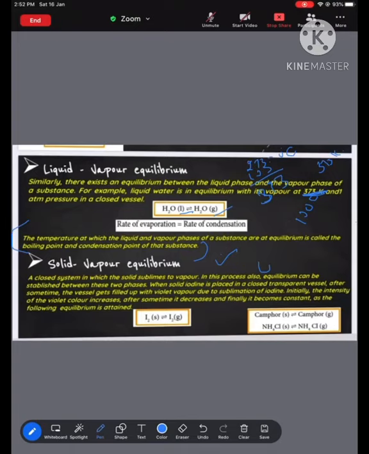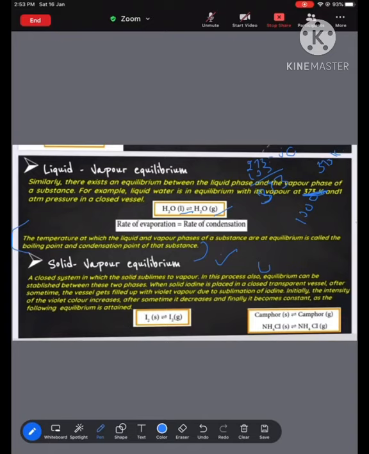Initially, after 5 to 6 minutes of placing your iodine inside the closed vessel, you can find the intensity of the cloudy color increasing, because the forward reaction is going to proceed. At a particular time, the intensity of the color will start to decrease, because the reverse reaction is happening. The iodine in the gas phase is again going to come back to the solid phase.